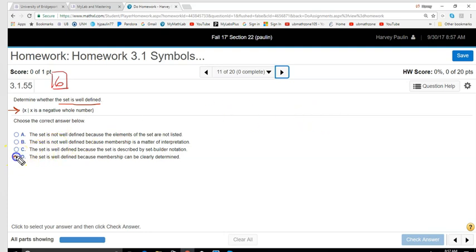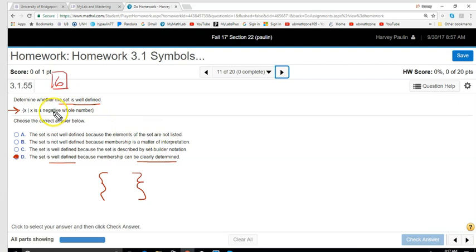I believe D is the answer. It is well defined because membership can be clearly determined. It's going to be a negative whole number. Now, an interesting thing about this is as you look at this, are there any members of this set?